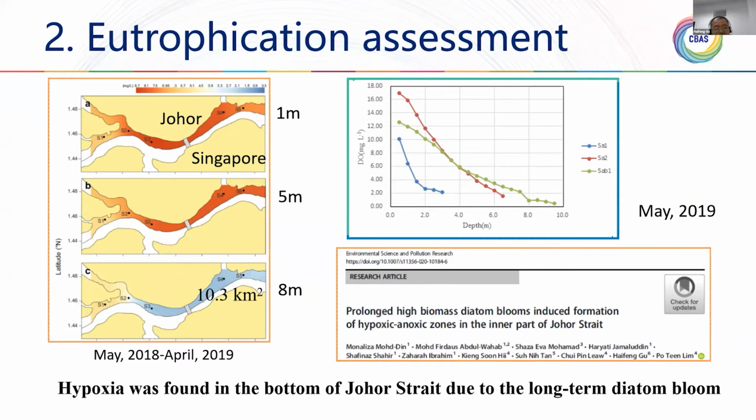Even during our survey in May 2019, we also detected hypoxia in several stations in the bottom water with a value of 2 milligrams per liter. This hypoxia is due to prolonged high biomass diatom blooms, as published last year.